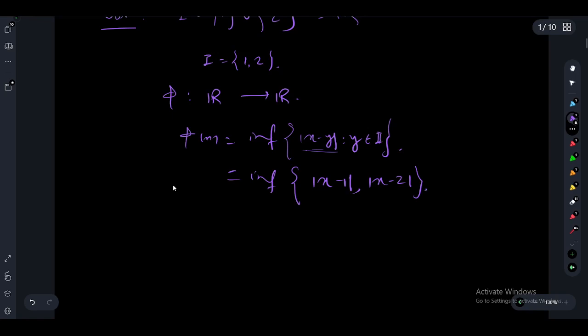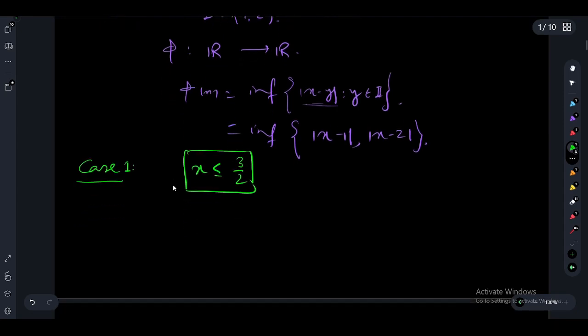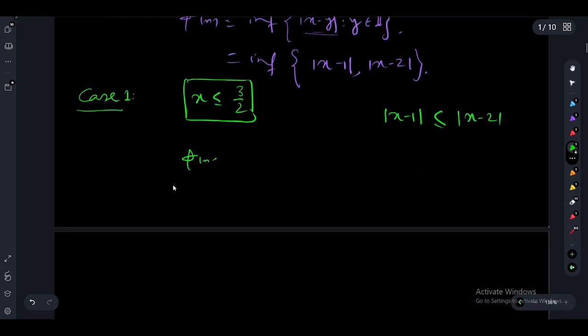Now we can find the value of phi(x) using two cases. Case 1: x is less than or equal to 3/2. If x is less than or equal to 3/2, then |x minus 1| is less than or equal to |x minus 2|. So in this case phi(x) is the infimum of |x minus 1| and |x minus 2|, which equals |x minus 1|.